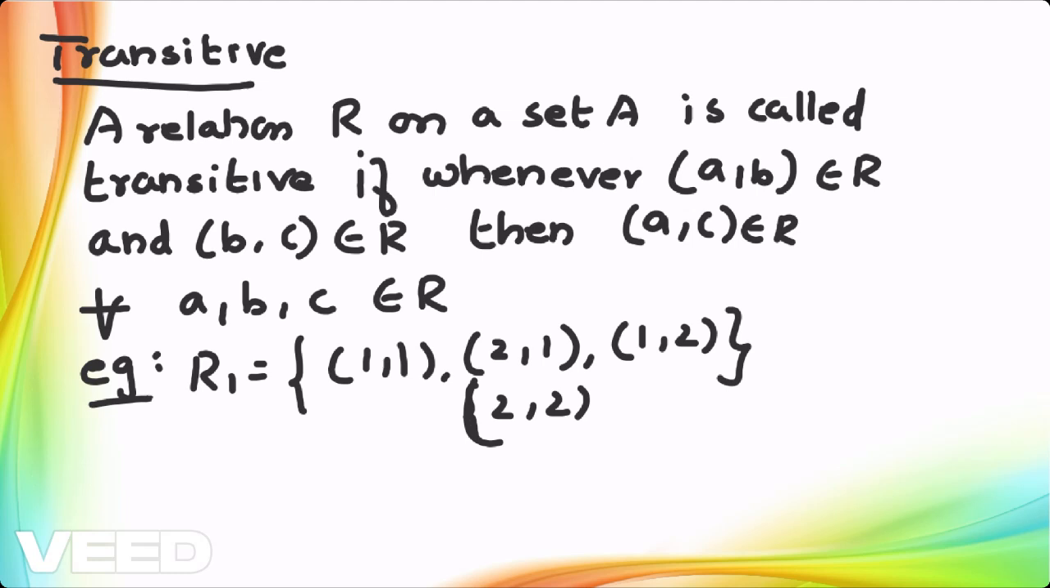A relation R on the set A is called transitive if whenever (a, b) belongs to R and (b, c) belongs to R, then (a, c) belongs to R, for all values of a, b, c belonging to A. R1 consists of ordered pairs (1, 1), (2, 1), (1, 2) and (2, 2). Take the ordered pairs (2, 1) and (1, 2). Here, when we apply the transitive property, (2, 1), (1, 2) implies (2, 2). It belongs to R1, therefore it is transitive.